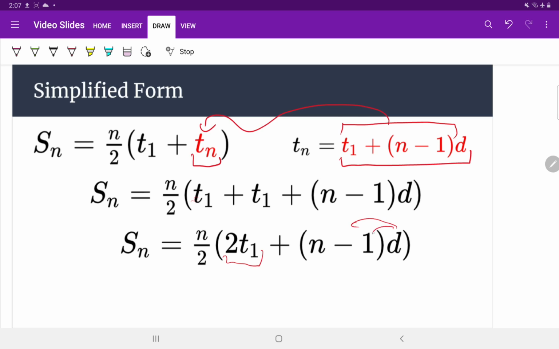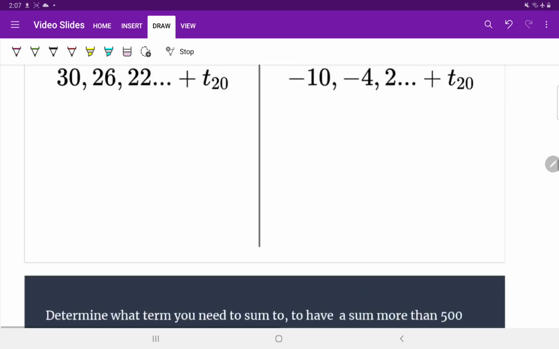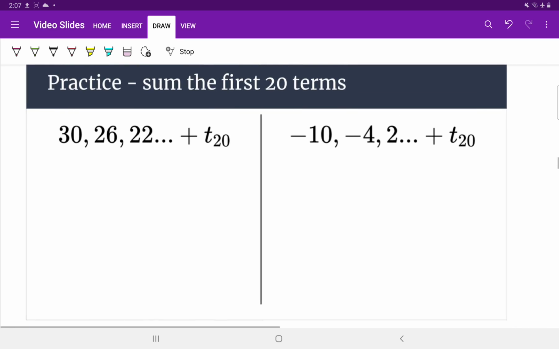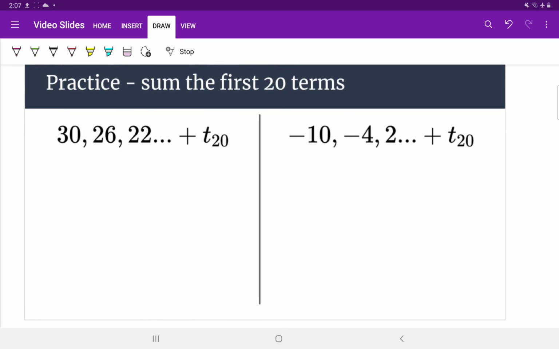You could multiply the d in. It's usually not done like that because it's better just to multiply by d once after subtracting the difference between n and 1 and then continuing on. So let's just try that on for size. So practice: sum of the first 20 terms. So the sum of the first 20 terms is going to be equal to, so I've already messed up there.